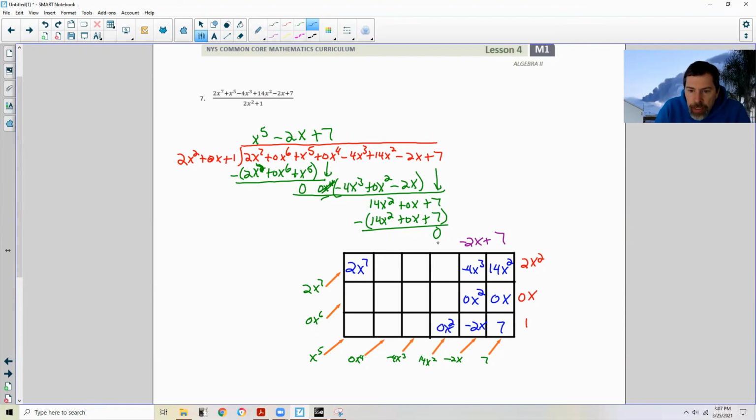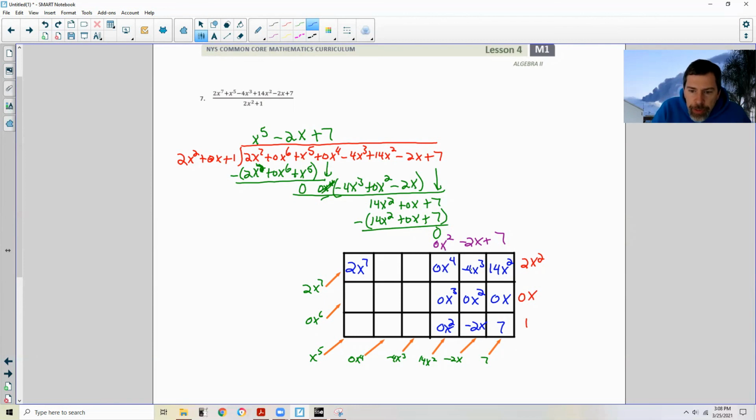So 1 times 0, oops, I didn't change to purple. 1 times 0x squared will give me 0x squared times 1 will give me 0x squared. Okay, 0x times 0x squared is 0x cubed. 2x squared times 0x squared is 0x to the 4th.